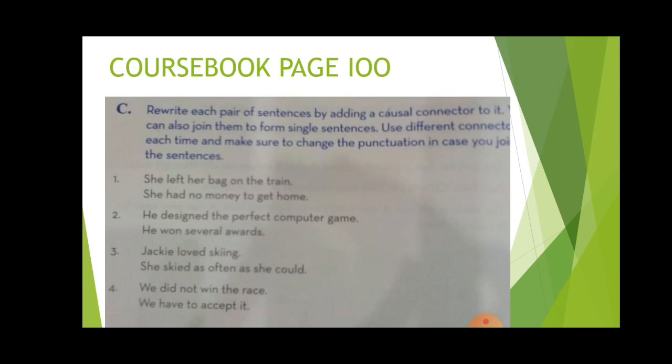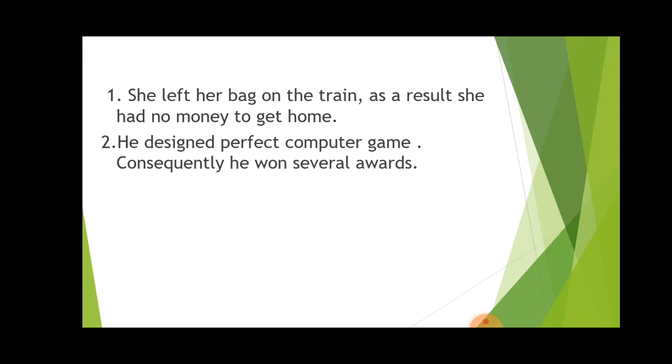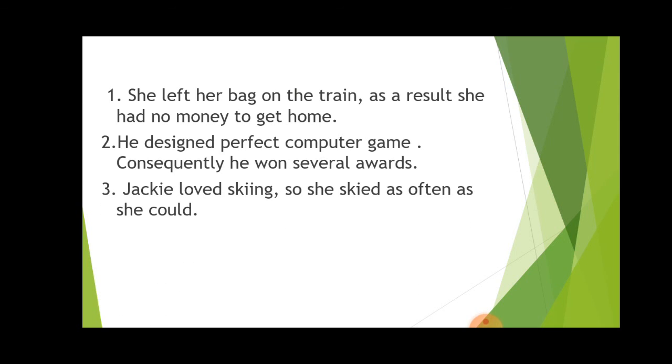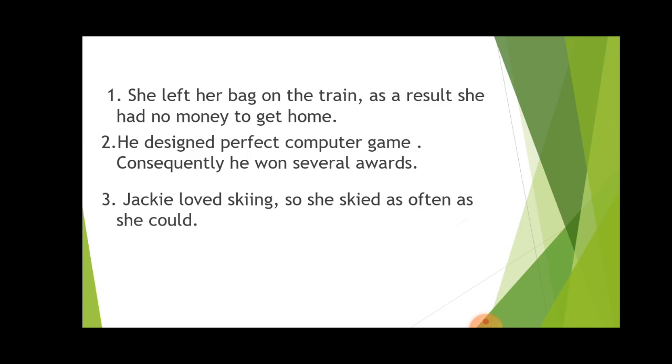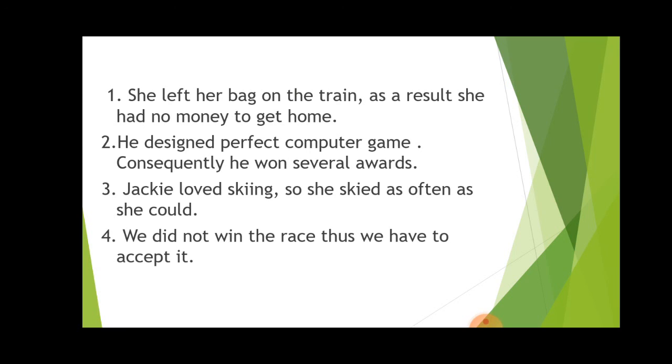The third sentence is, Jackie loved skiing. She skied as often as she could. So, the answer is, Jackie loved skiing. We are joining the two sentences. So she skied as often as she could. Now, the fourth sentence is, we did not win the race. We have to accept it. So, the answer to this is, we did not win the race, thus we have to accept it.